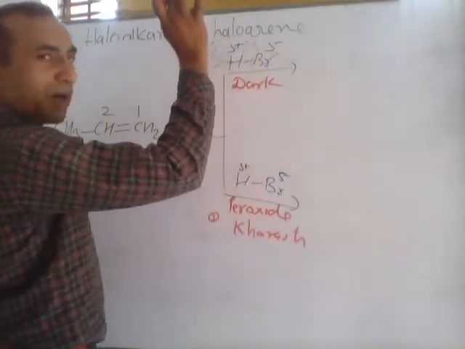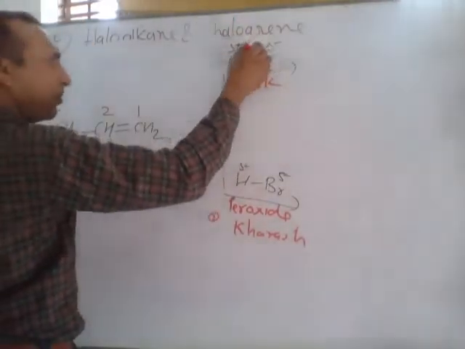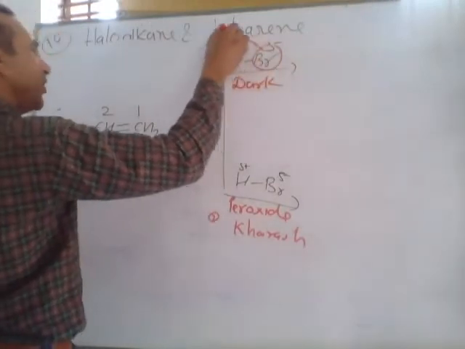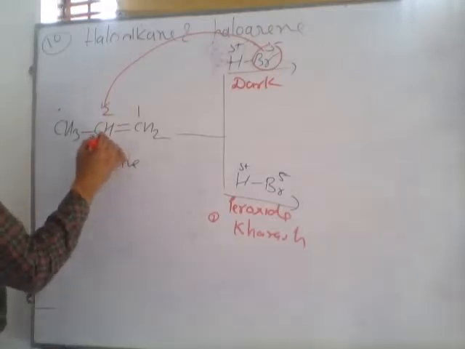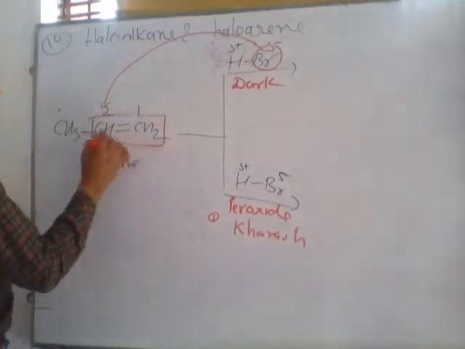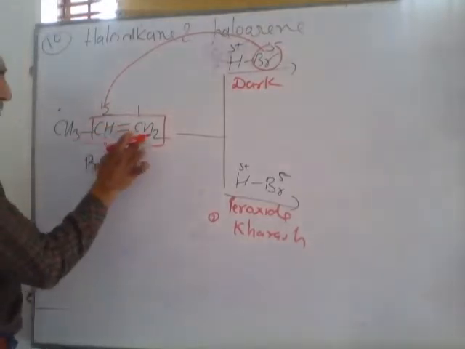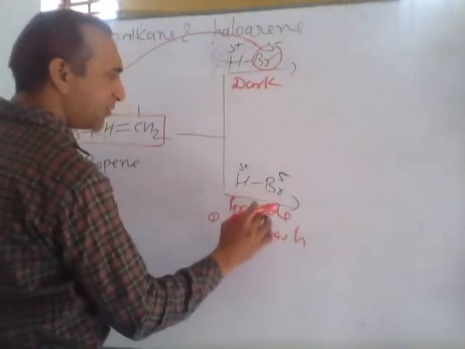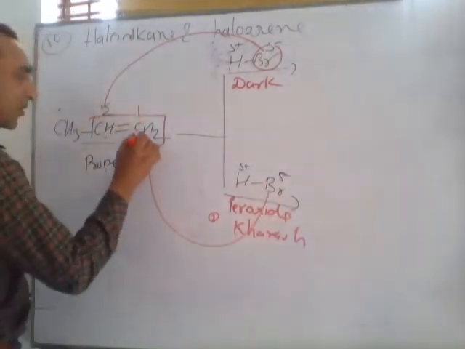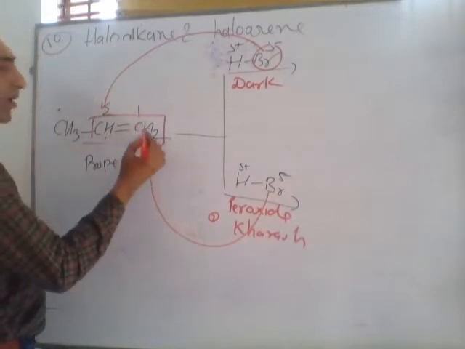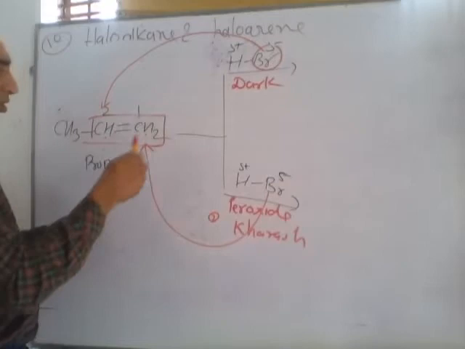And first is Markovnikov. Markovnikov reaction takes place in dark, and the negative part of polar molecule joins on that carbon atom where least number of hydrogen present. Focus here. In double bond system, here number of hydrogen are less, here more. So in presence of sunlight, or presence of peroxide, this negative part joins on that carbon where number of hydrogen are more. Can you guess the product in these two cases?